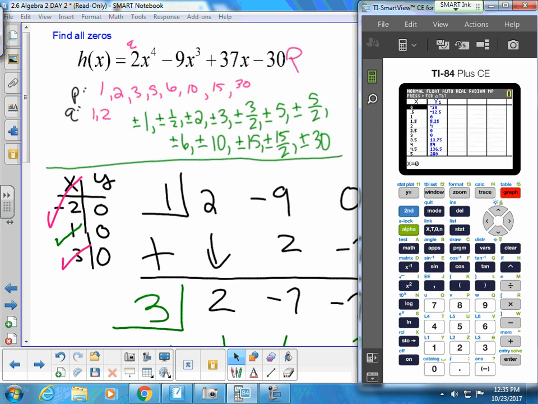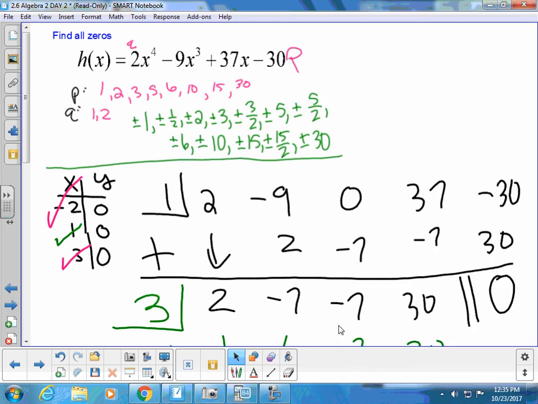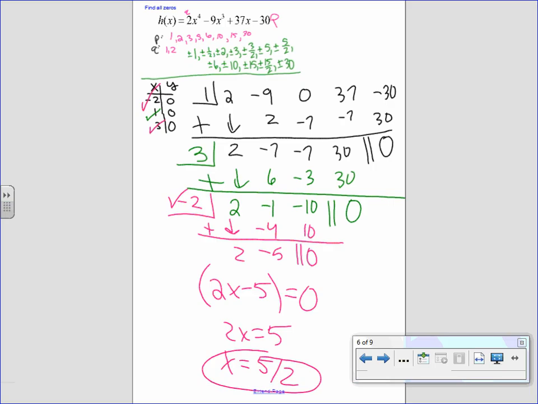Look at that. I personally would much rather do one more round of synthetic than have to factor with the box method. But hey, you guys seem to like the box method, so stick with what you know. You can see the whole entire thing.